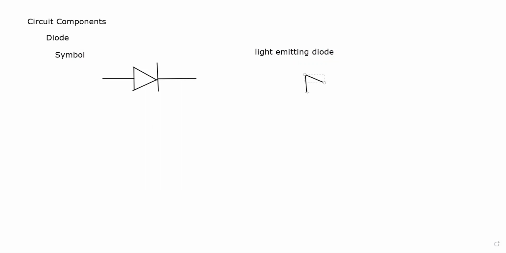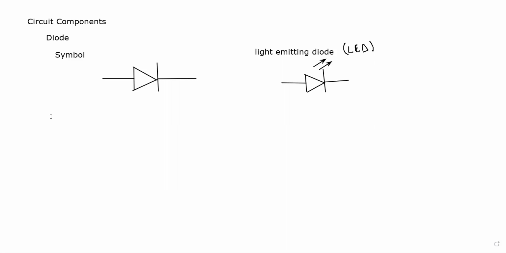Both work based on the same principle, but a small difference is there. When a light emitting diode is working, it gives out light as well. So the only difference in the circuit symbol is that we draw arrows pointing out, which shows that the light is coming out. If they say draw a circuit symbol for LED, arrows should point out. If they say simple diode, then you don't have to draw the arrows for the light.